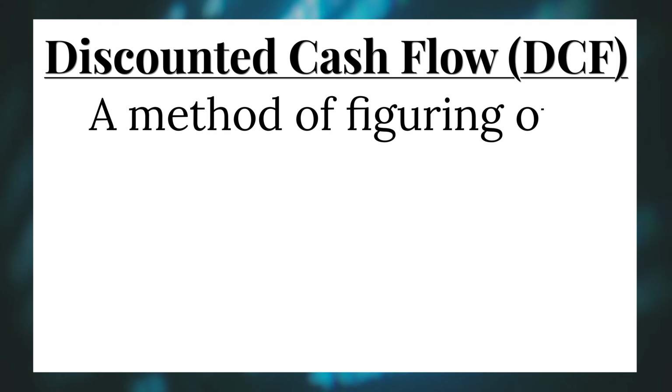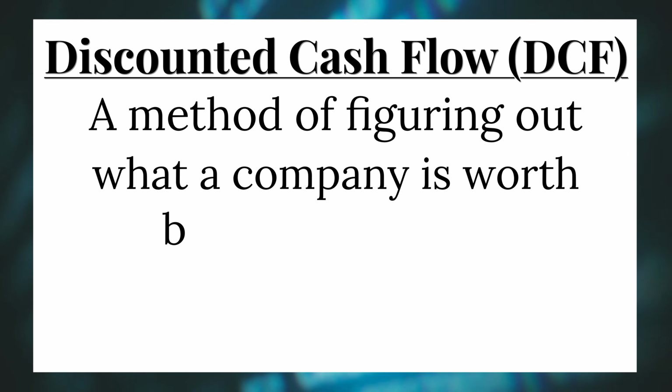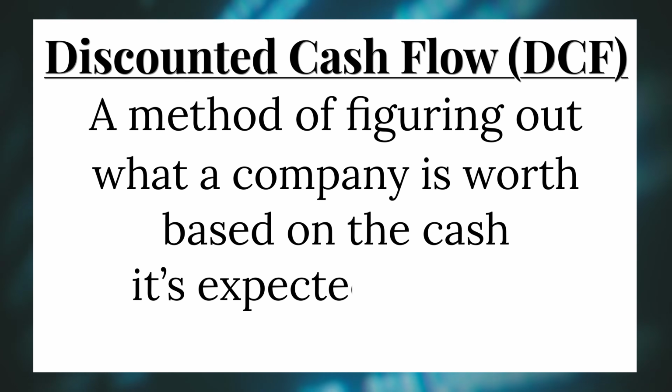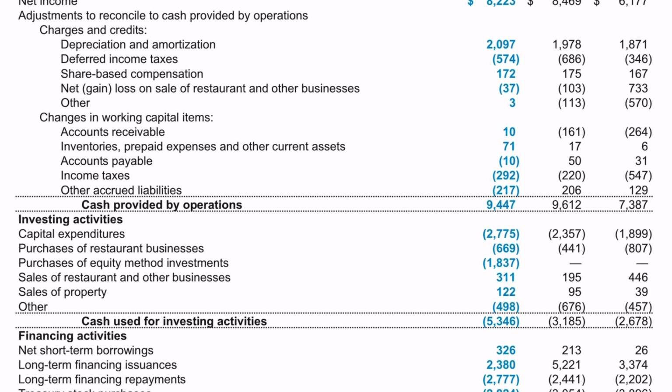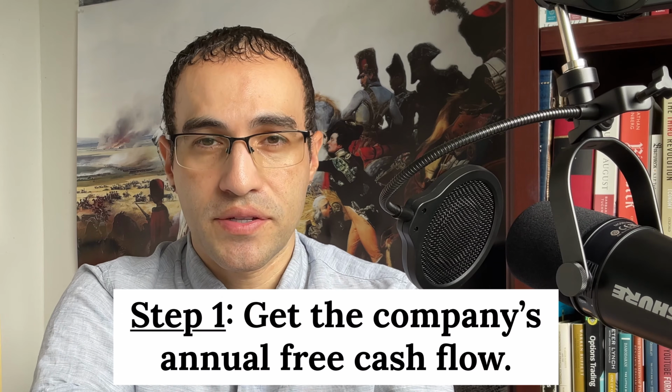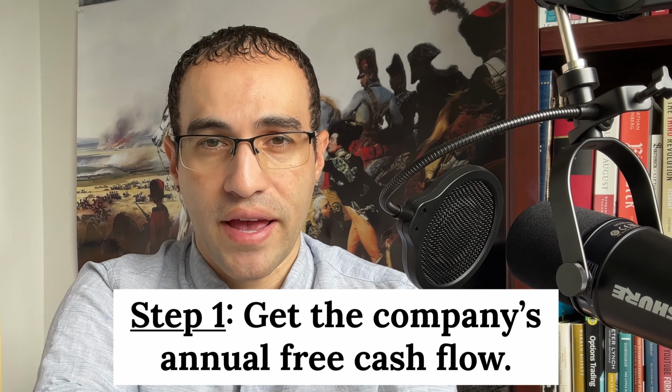For starters, a discounted cash flow, or DCF, is a method of figuring out what a company is worth based on the cash it's expected to make in the future. And in order to know how much cash the company is expected to make in the future, we're going to pull these numbers directly from the company's official financial report. The first step is to get the company's annual free cash flow.